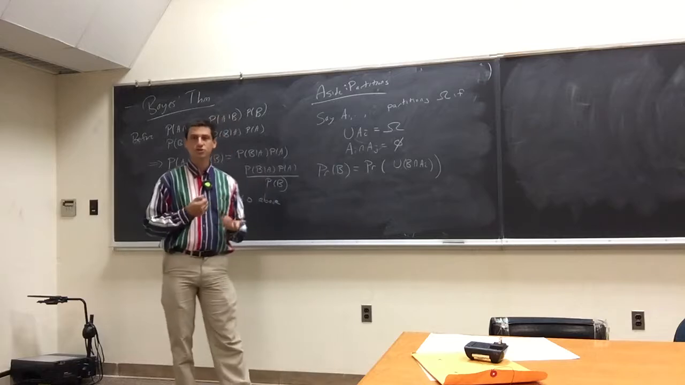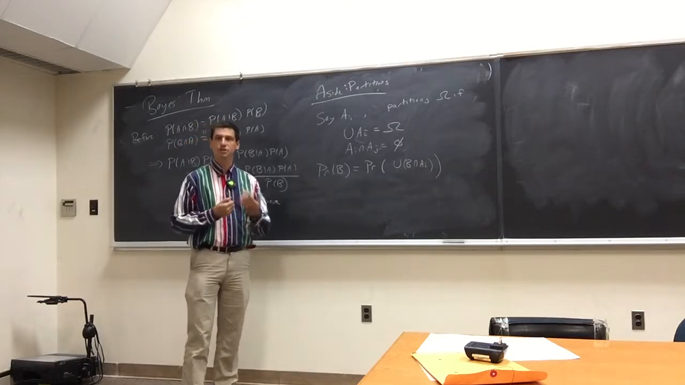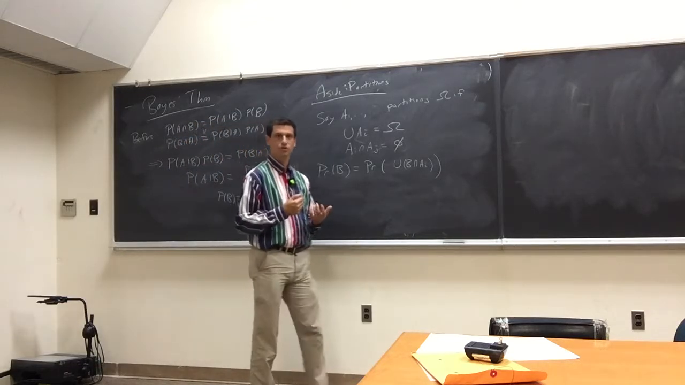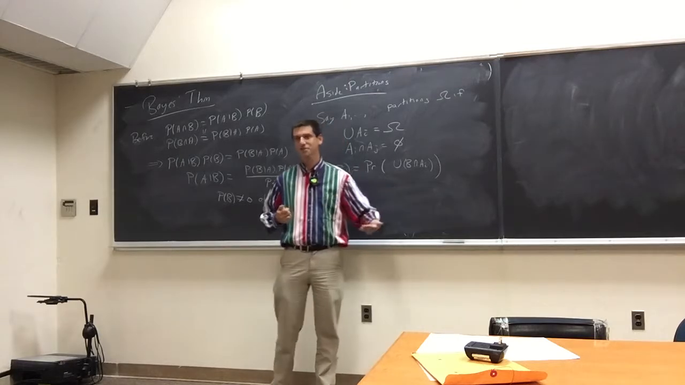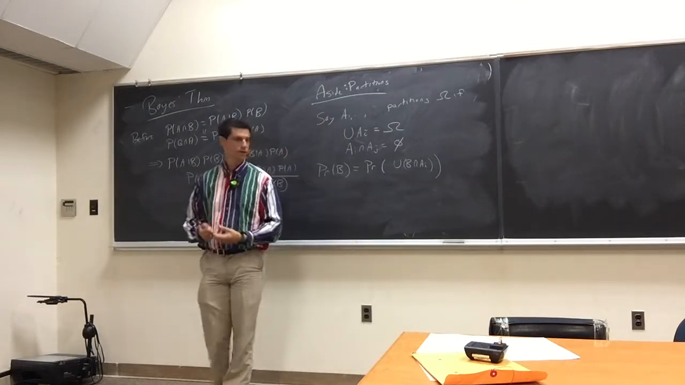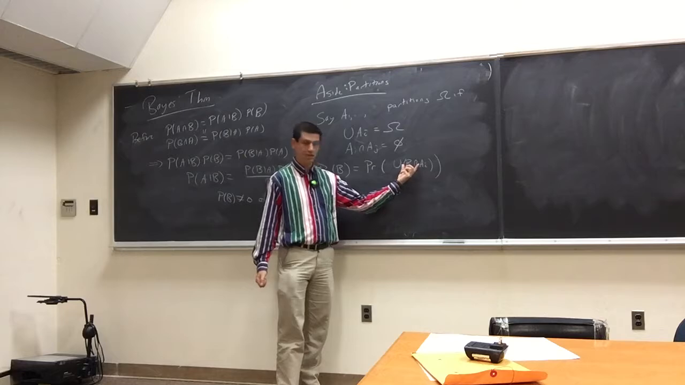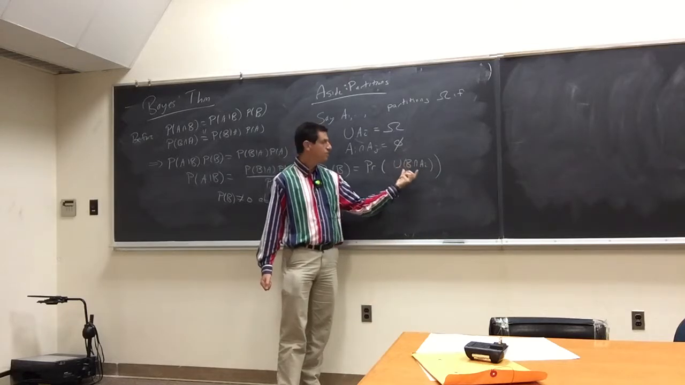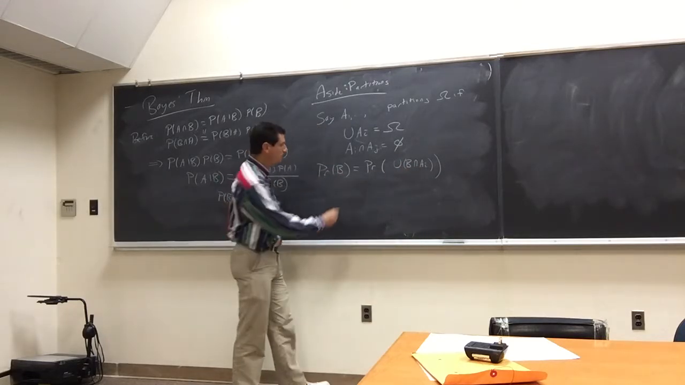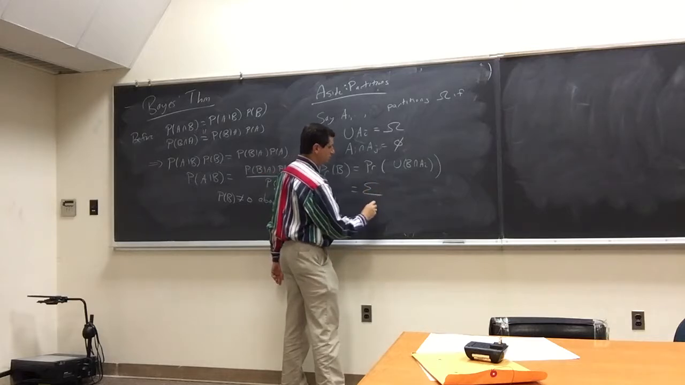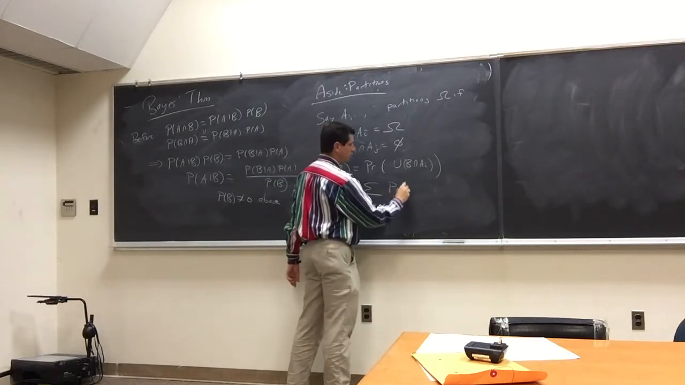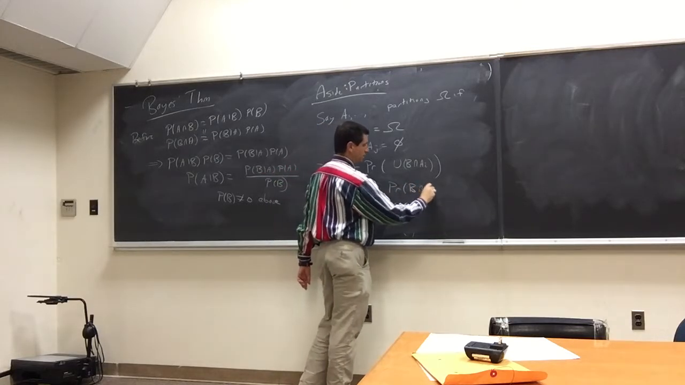One of the best ways to show that 2 sets are equal is to show they're subsets of each other. So if X is a subset of Y and Y is a subset of X, then X must equal Y. So this is another way of writing B. But now we've written it as a disjoint union. The probability of a disjoint union is the sum of the probabilities. So it's the sum of the probability of B intersect AI.